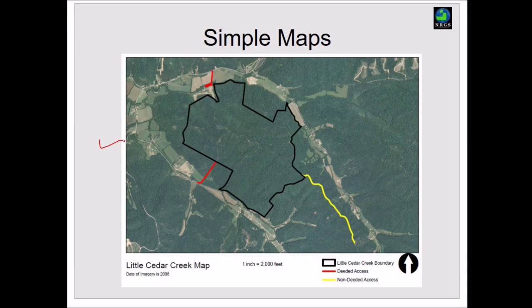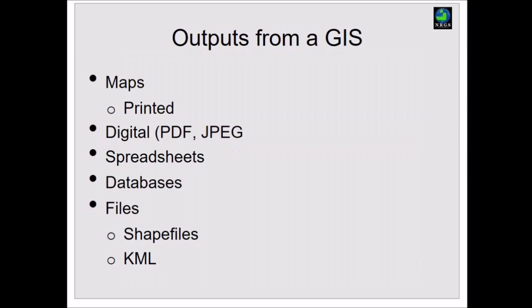This is a simple map, and this has been created by some GIS application. But today we are talking about Quantum GIS, so it was prepared by QGIS only. As an output from GIS, you can have a printed map, so it helps you in cartographic applications. Then you have digital outputs also, like PDF and JPEG maps. You can have spreadsheets, databases, and files in the form of shapefiles and KMLs.